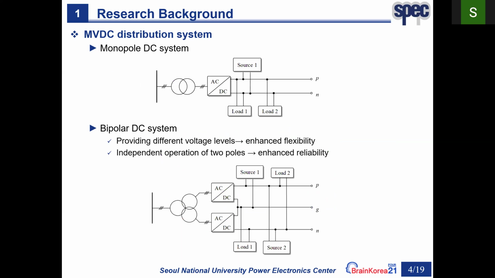The MVDC distribution system generally includes the monopolar configuration and bipolar configurations. Compared to the monopole configurations, the bipolar DC terminal is able to provide more available voltage levels. Thus, the flexibility of the system can be enhanced. On the other hand, due to the independent operation of 2 poles, when one of the poles is faulty, instead of shutting down the whole system, the remaining pole can still operate and maintain at least 50% of the rated power, which largely enhances the reliability of the system.